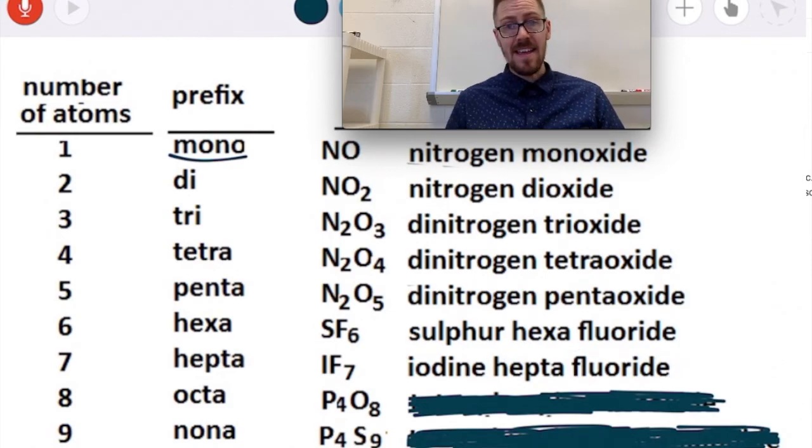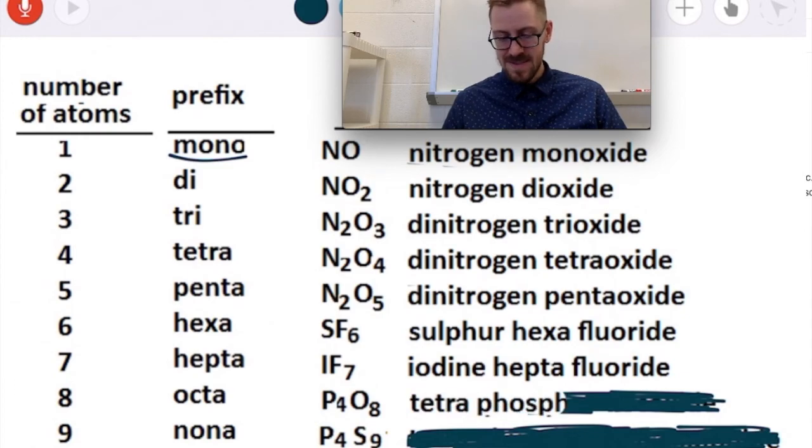There's a mistake in the website, so I'm not going to show you the next one because the name is actually wrong. So I'm going to move on past the octa. That one should be tetraphosphorus octoxide, but that's not what it says. Tetraphosphorus octoxide is what it should say. And then tetraphosphorus nonasulfide is what this should say.